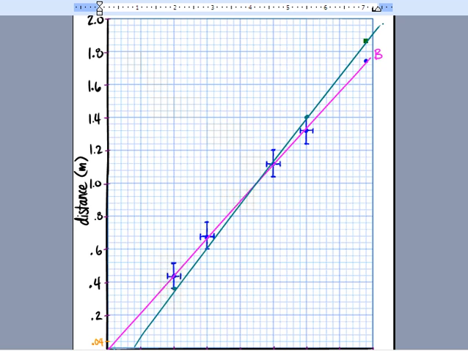So maybe something like that. And we want to label that as M for max. That's the steepest line we can make using those data points with the uncertainty.